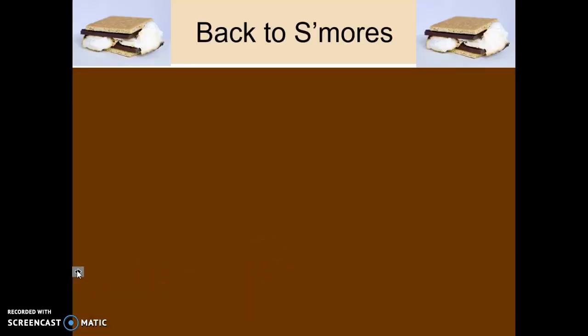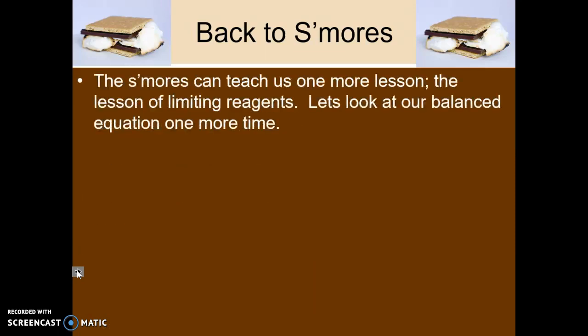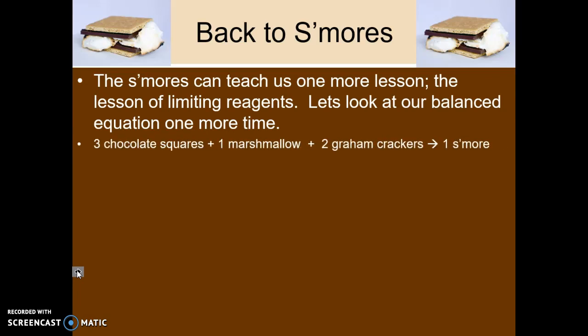This is not in your notes, so you can put your pencils down for just a second. Back to the s'mores thing. We talked about the s'mores a while ago. Let's look at the s'mores in relation to a limiting reagent. So if you have your chemical equation for a s'more, 3 chocolate squares plus a marshmallow plus 2 graham crackers equals a s'more.